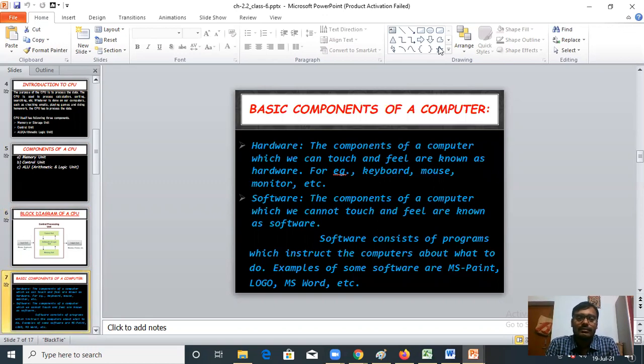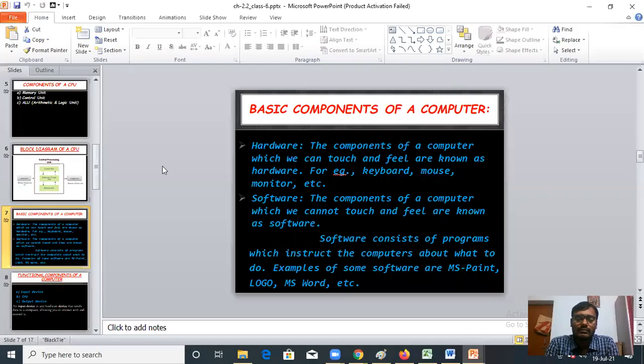Now, you know very well the basic components of a computer, that is the hardware and the software. Hardware are those devices of the computer. Hardware are those parts of the computer which we can touch and feel with our hands. For example, keyboard, mouse, monitor, etc.